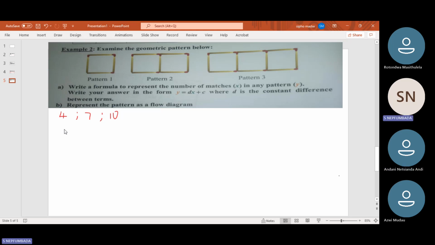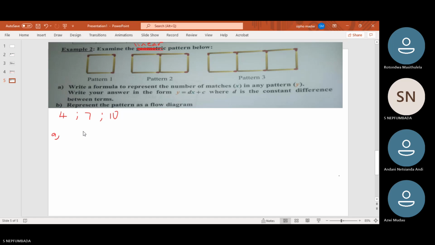But why did they say geometric? This is wrong. It's not a geometric pattern. It's an arithmetic, it's a linear. Is that so?